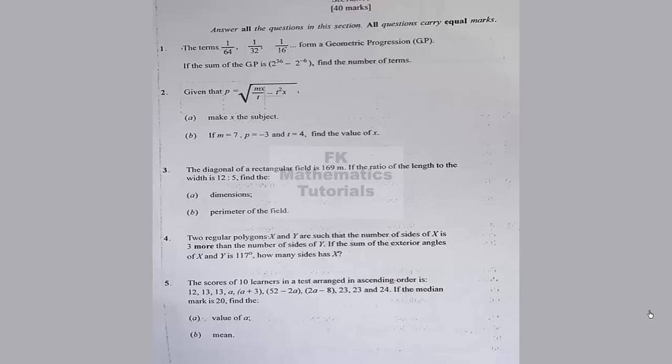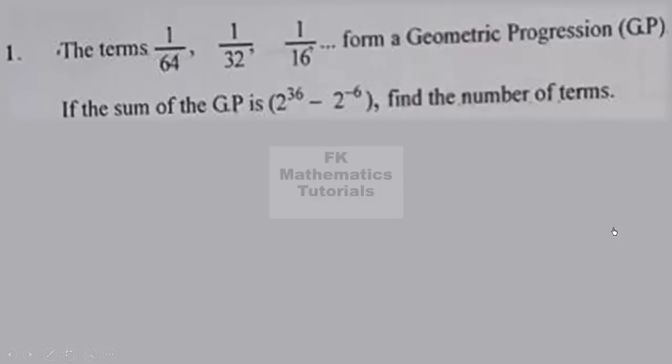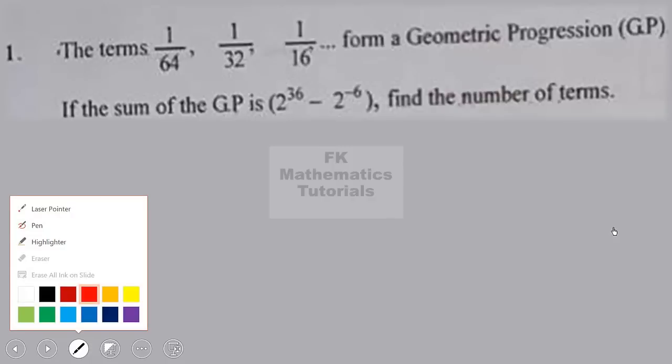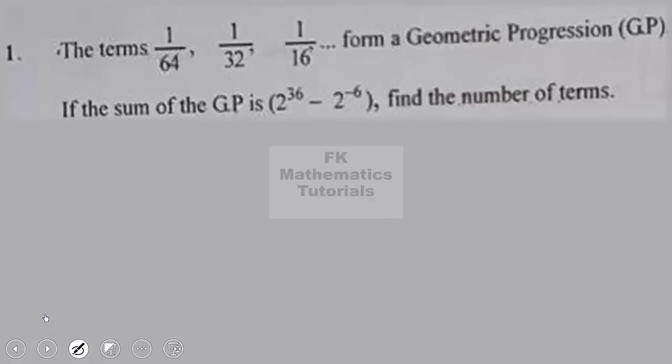So let's take the first question. The terms 1/64, 1/32, 1/16, and so on form a geometric progression. If the sum of the GP is 2 exponent 36 minus 2 exponent negative 6, find the number of terms.